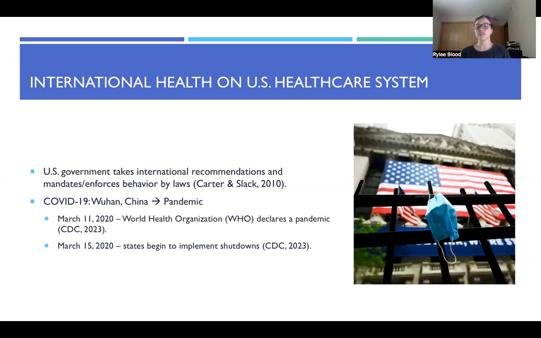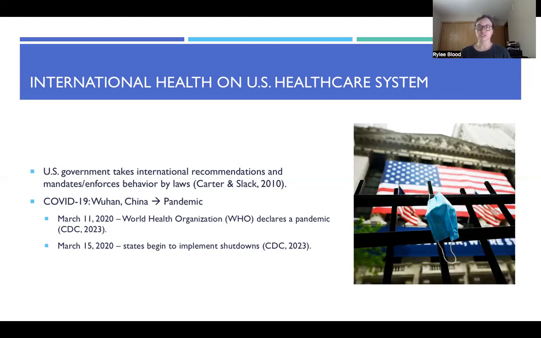The US government is voluntarily a partner with WHO, and so when they have recommendations that come out, we put them into perspective into our national laws and enforce behavior. So we will focus throughout this presentation on COVID-19. It is very important that we understand how the international health is really related all the way down to our local city's health. So COVID-19, the first case started in Wuhan, China in December of 2019.